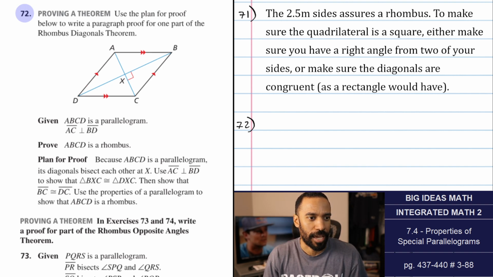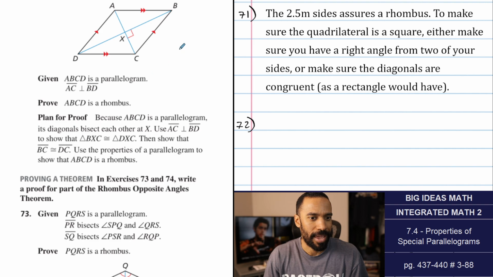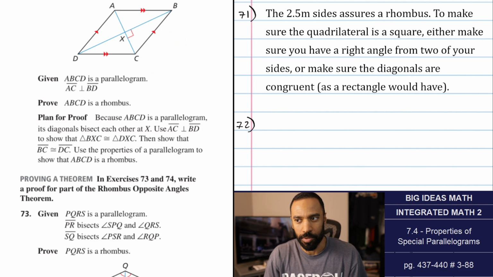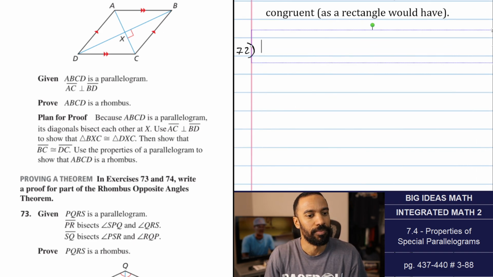They're giving you everything. I think they just don't give you the reasons. Okay. A, B, C, D, given it's a parallelogram and you got a perpendicular thing, prove it's a rhombus. Remember, we learned that these are true, but you got to do this for yourself now as a proof, or I got to do it for you.